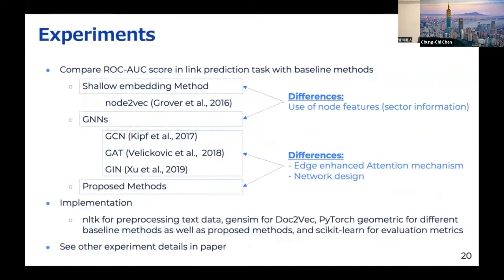As for experiments, we adapted the link prediction task and evaluated by ROC AUC score, which is standard practice. We compared different baseline methods. In the comparison with the shallow embedding methods, we used node features with the GNN, which is to see how effective it is to consider sector information on top of network topology. The comparison between GNNs and the proposed methods is to see the edge-enhanced attention mechanism and also the network design. For implementation and other experiment details, please see the paper.